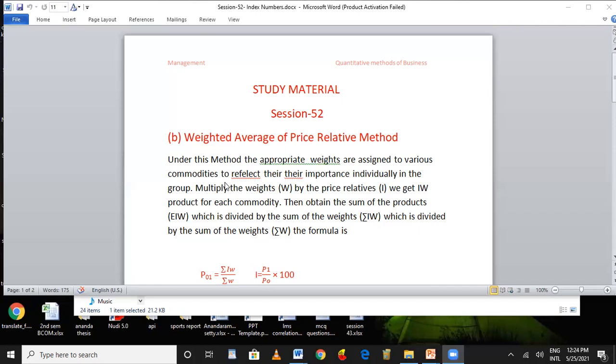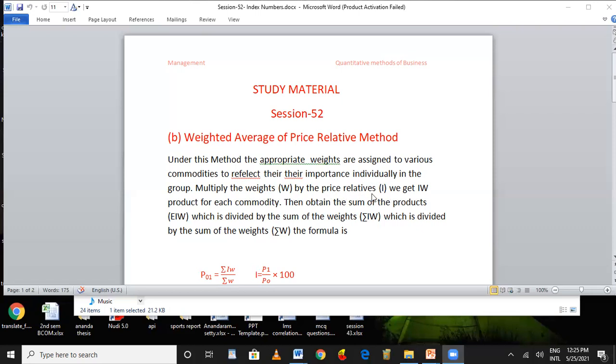However, in the simple methods, those weights were not considered. It was very easy to calculate, but here we are giving importance to the individual items, for the wheat, for the rice, for the cloth, for the food, and other miscellaneous. In whatever way it is necessary to give, in that way we are giving. Multiply the weights. Here, quantities are the weights which are given in the problem, with the price relatives.